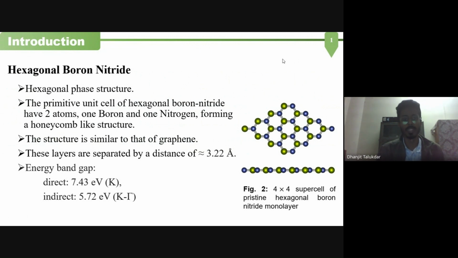So hexagonal boron nitride is a hexagonal phase structure material. It has two atoms in its unit cell, one boron, one nitrogen atom. It is a layer structure material with a layer separation of 3.22 angstrom, and the energy band gap of the material is direct at K point, which is around 7.43 electron volt, and the indirect band gap is around 5.72 electron volt along K gamma direction.